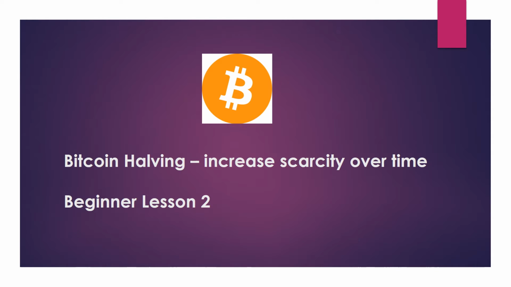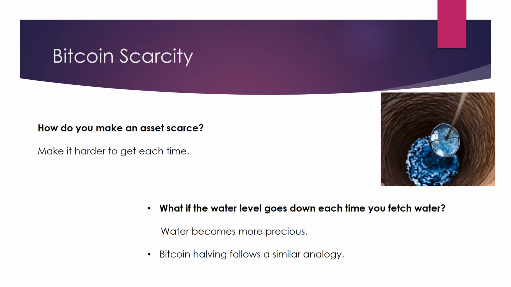So let's get started. So how do you make an asset scarce? You make an asset scarce by decreasing its supply or making it harder to get each time. So let's take an analogy of fetching water from a well. What happens if each time when you go to fetch water, the level of water keeps on decreasing? Then you have to struggle harder and harder to get the same water each time from the well. So Bitcoin follows a similar analogy, which we call Bitcoin halving.